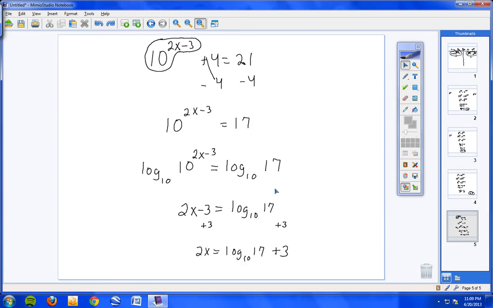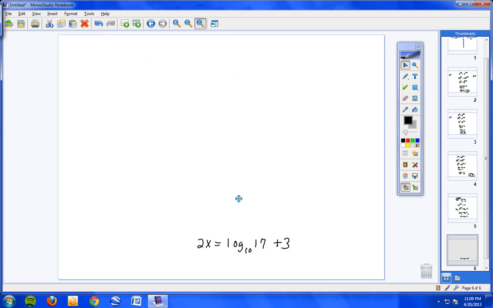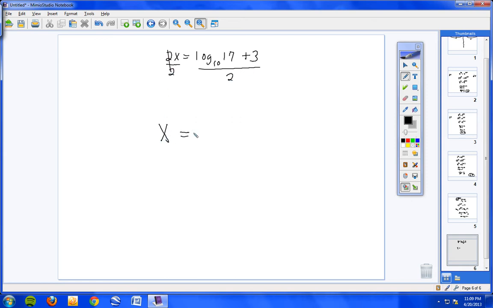Now let me quickly cut and paste this, and then we'll move on. All right, so let's continue the problem. New page here, paste. All right, here we go. Now, to isolate the x, we're going to divide both sides by 2. So divide by 2, x equals log base 10 of 17 plus 3 all over 2.